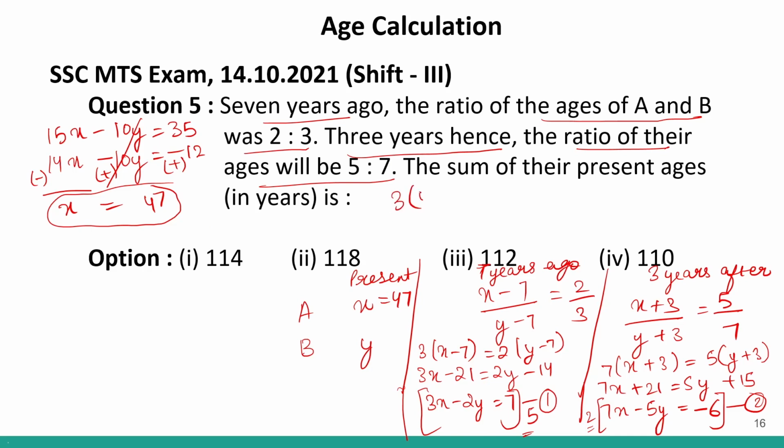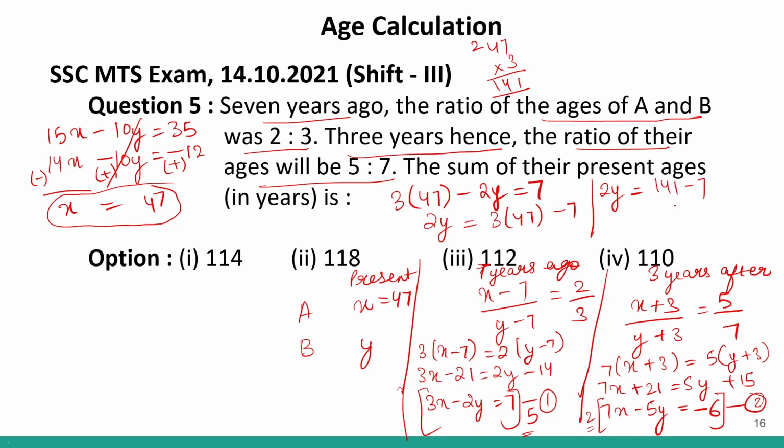Equation number 1 is 3 into 47 minus 2y equals 7. This is given in equation number 1, correct? So, if I take 2y this side, it will be 3 into 47 minus 7, correct? So, 2y will be equal to what? If I multiply 47 by 3, this will be 141. So, 141 minus 7, correct?